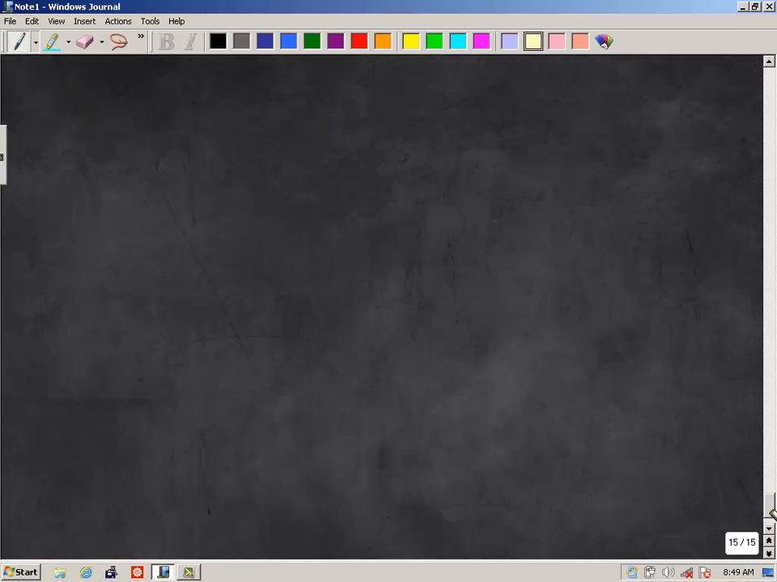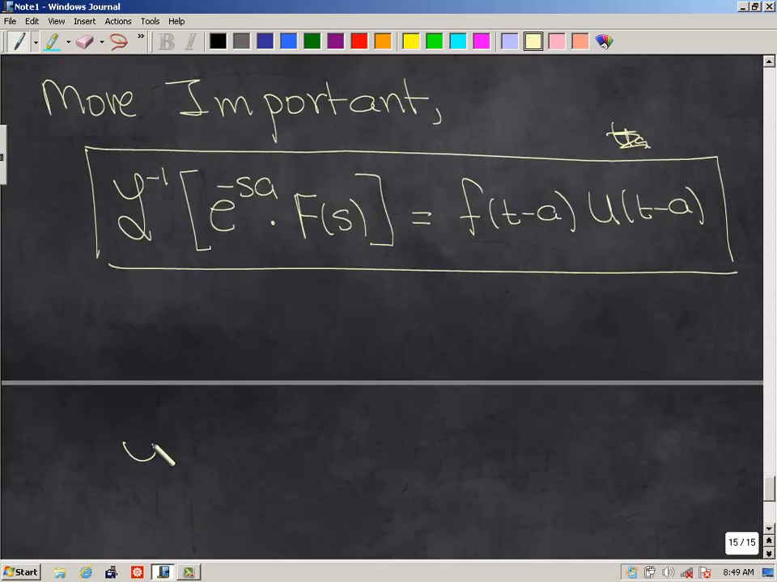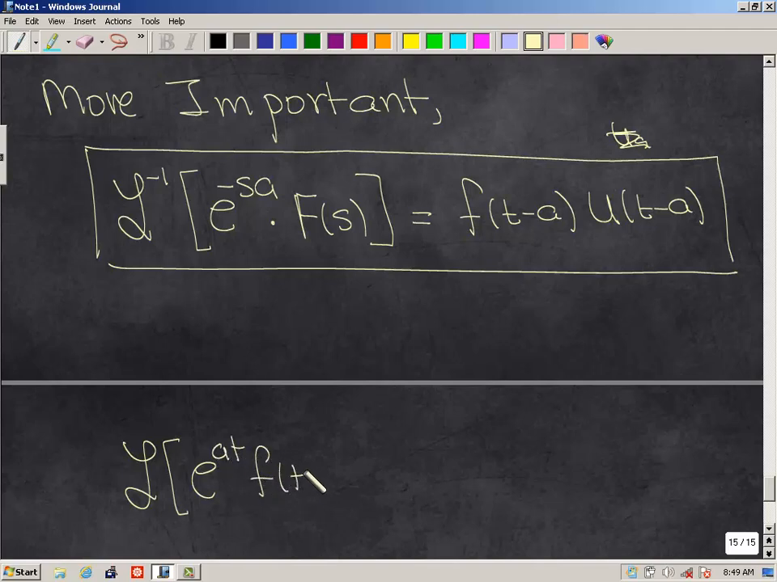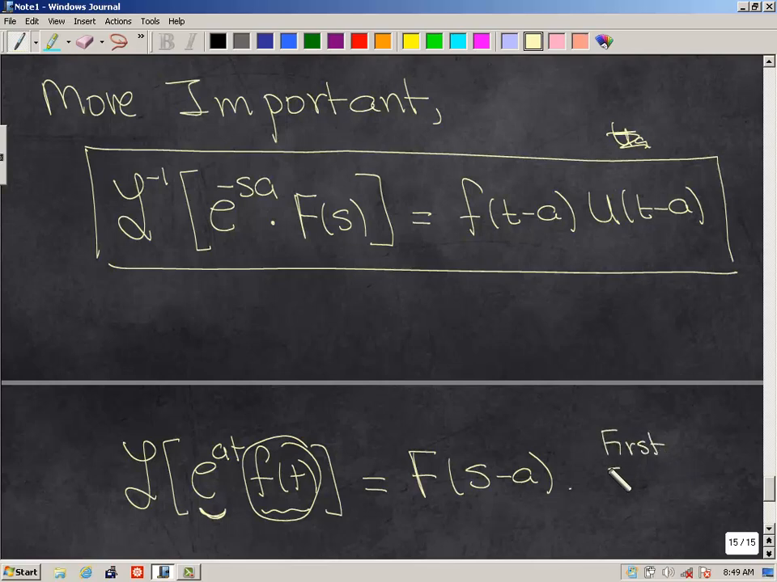If you recall, in section 7.3 I gave you this. We did this. We call e to the at f of t. If you take a function and multiply it by an exponential and take the Laplace of that, what does that do? That shifts the Laplace of this function, which is big F, in the s domain by a units. It shifts it, if you recall that. And we call this the first shift theorem. You can go back and look through your notes. This is from 7.3.